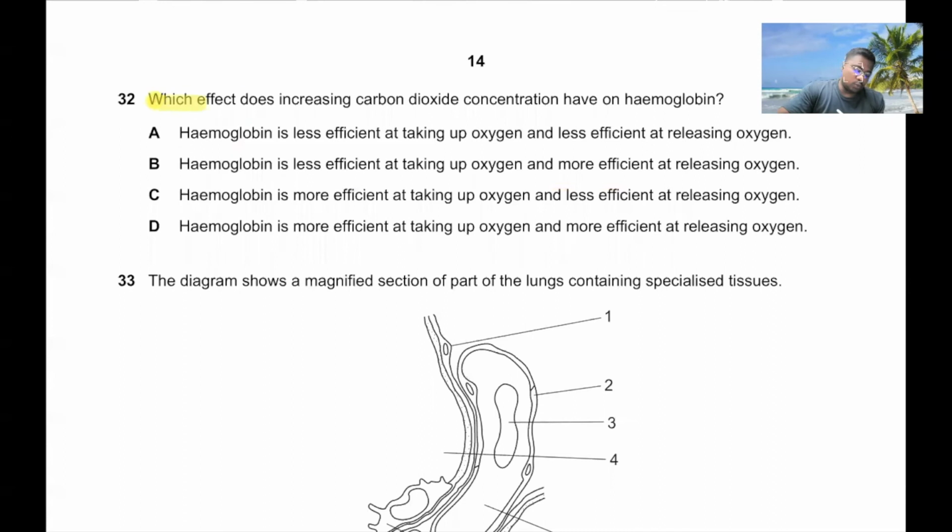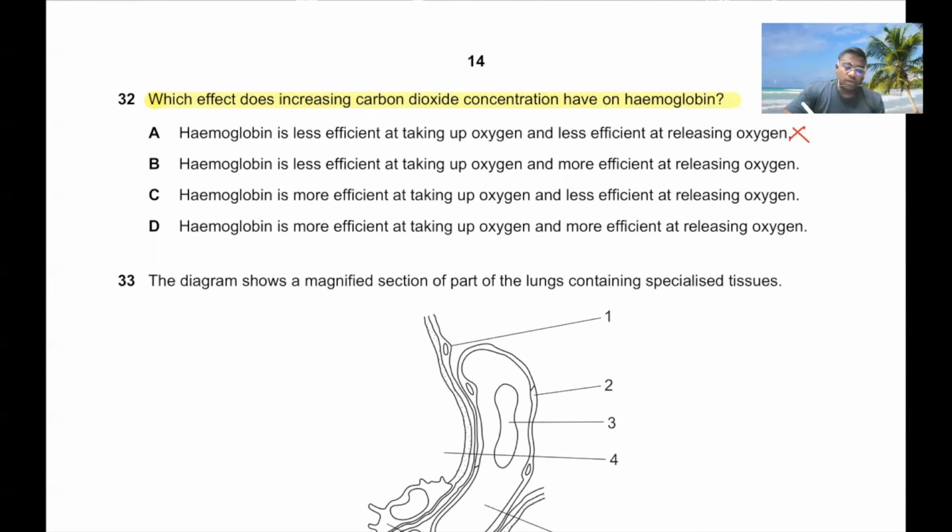Question number 32. Which effect does increasing carbon dioxide concentration have on hemoglobin? Hemoglobin is less efficient at taking up oxygen and less efficient at releasing oxygen. All right. Increasing carbon dioxide concentration does not make it less efficient. It actually makes it more efficient. Hemoglobin is less efficient at taking up oxygen and more efficient at releasing oxygen.